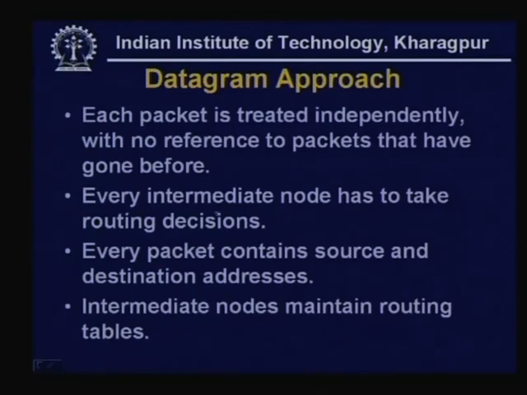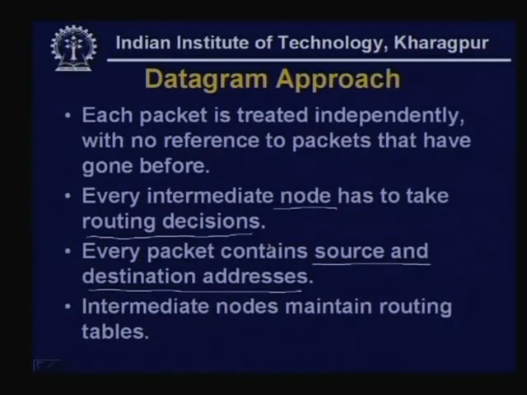And here every intermediate node has to take a routing decision, because each packet is treated independently and there is no predetermined route. As a consequence, each node has to take a routing decision. So, there is an overhead on the node to perform routing decisions. However, this routing decision can be taken care of with the help of the source and destination addresses provided as part of the packet. So, the packet should contain the source address and destination address, and based on that the routing decision is performed by the intermediate nodes.